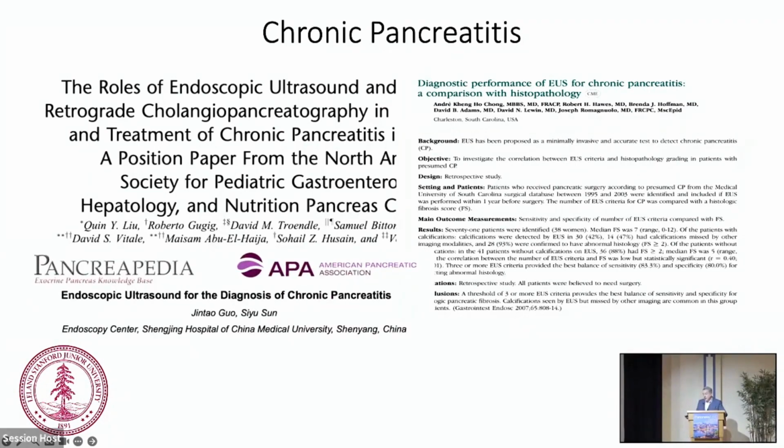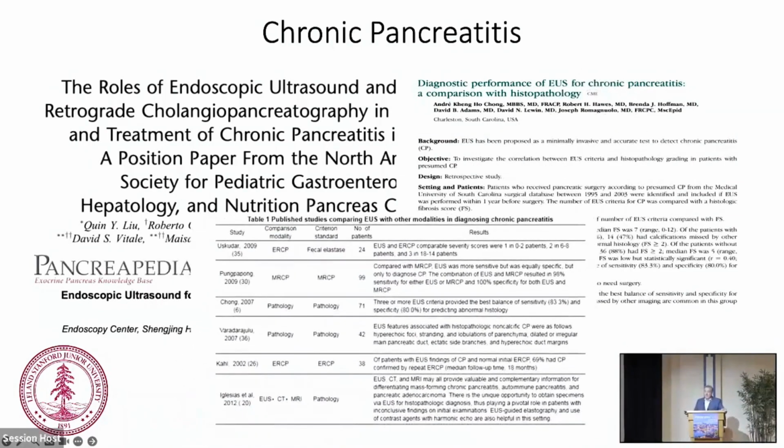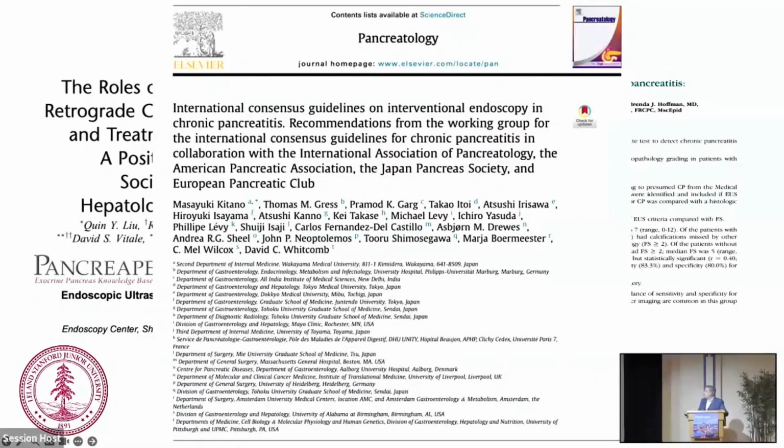There have been other studies on the role of EUS in chronic pancreatitis. So definitely with all the imperfections that we have, it's still better than the alternatives. And here's a comparison of EUS with ERCP, fecal elastase, and pathology. And you can see that EUS, despite its flaws, fares fairly well. So it's the best that we have, I think, for chronic pancreatitis. And this has led to some international guidelines on the use of EUS in chronic pancreatitis.